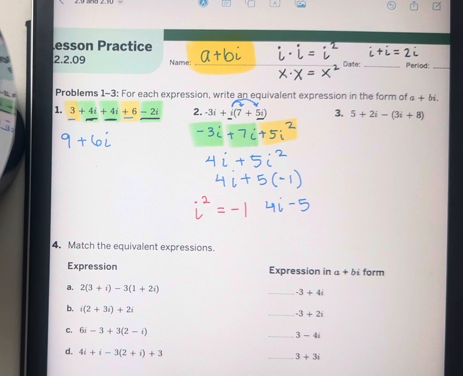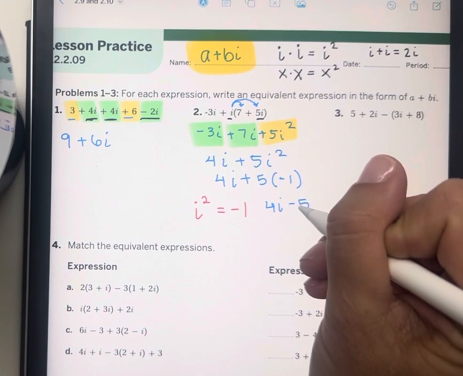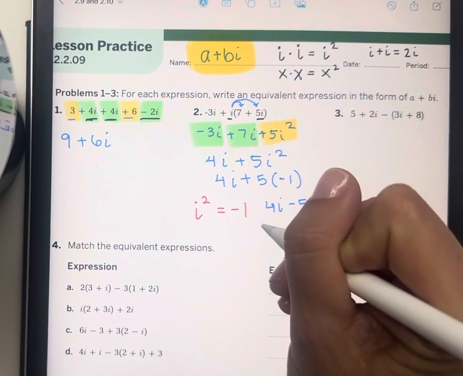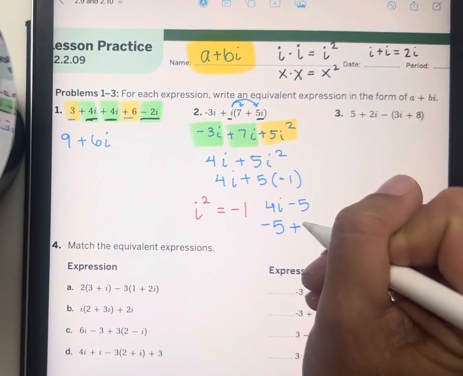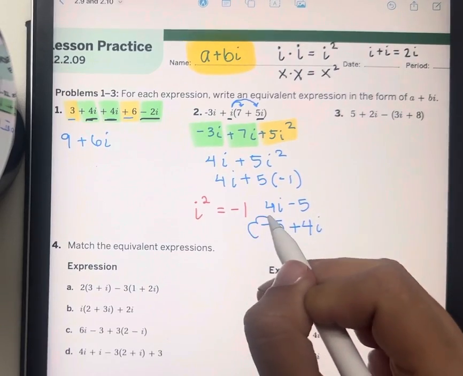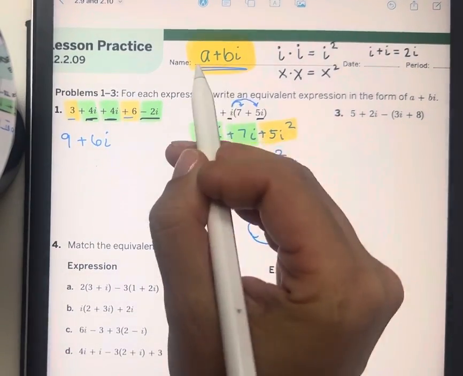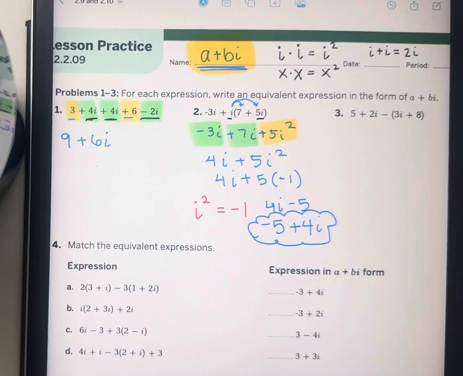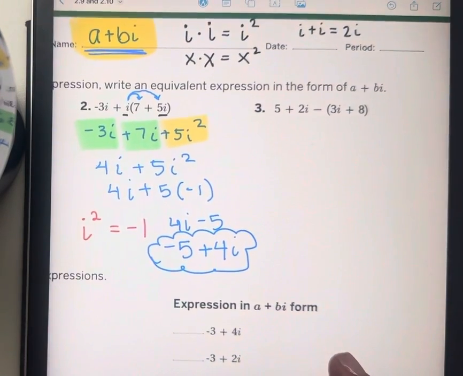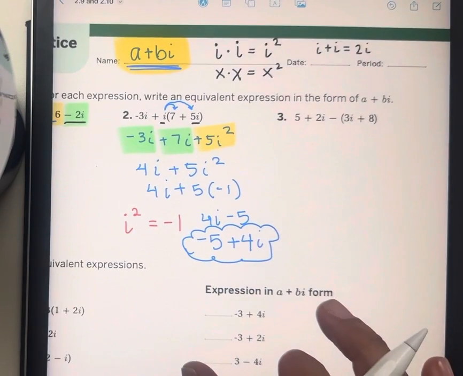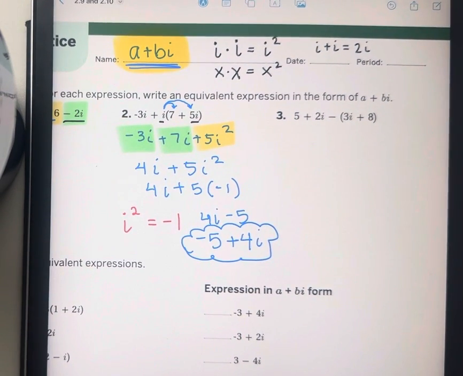What's wrong with it? Yeah. You've got to flip them. They're the wrong order. It's nitpicky, it's annoying, but it matters. So you actually have to, and the sign goes with the number after it, so the negative 5 plus 4i. This is a plus bi. Okay, number 3.